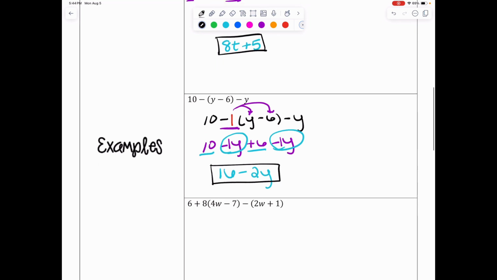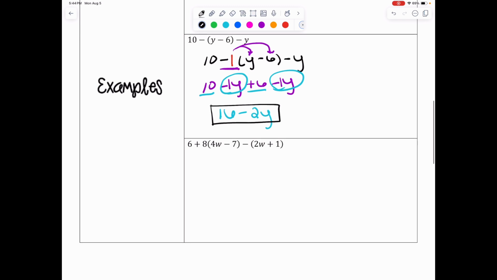So now let's take all of that and do our most difficult one, which puts all of that stuff together. Don't get overwhelmed, go piece by piece. So first, I'm going to rewrite this 6 plus 8 times 4w minus 7. And there's another one of those spots again where I don't just have a negative, I really have a -1 times 2w plus 1.